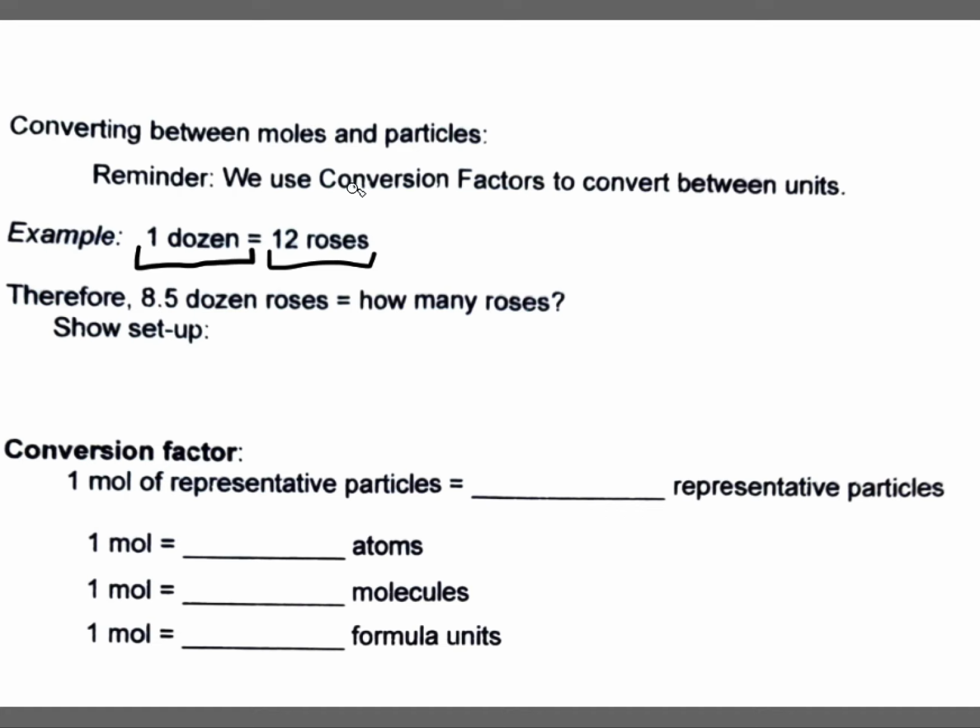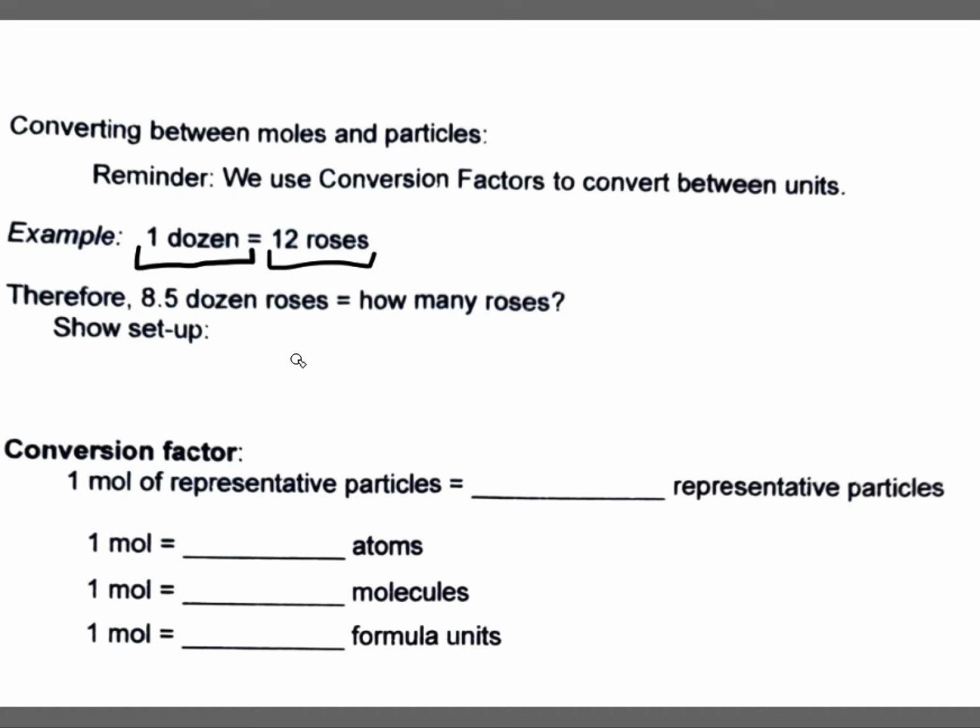If I say that I've got a mole of particles, I have 6.02 times 10 to the 23rd power. So for example, let's say that you have 8.5 dozen roses. How many roses do you have? Now this is a very simple problem right here.